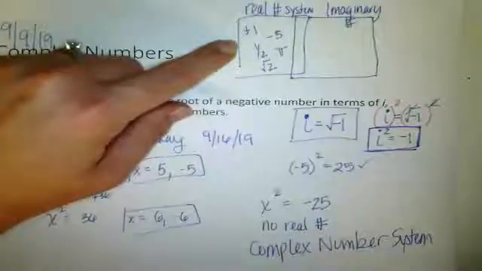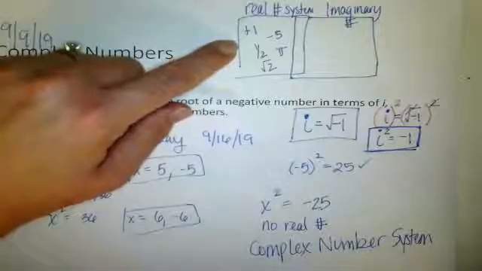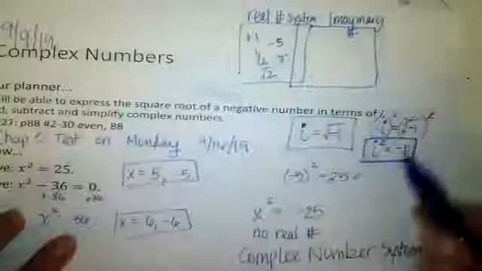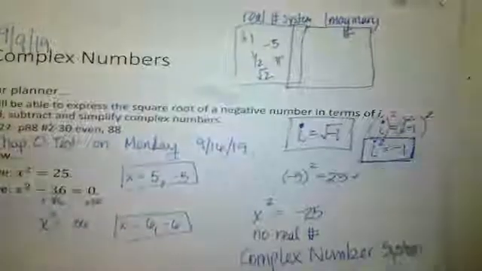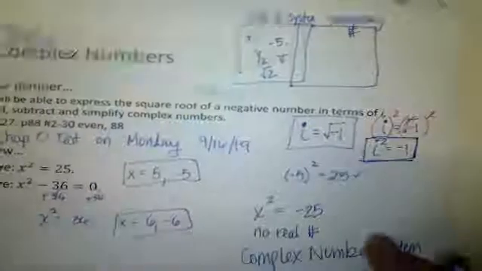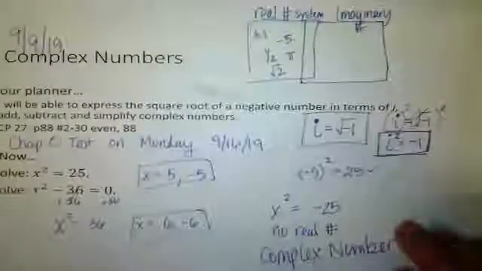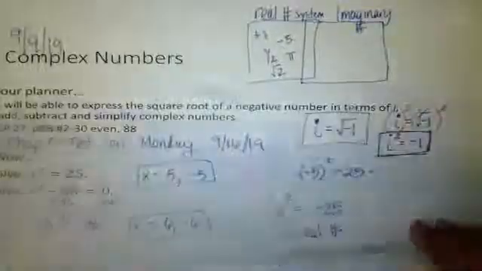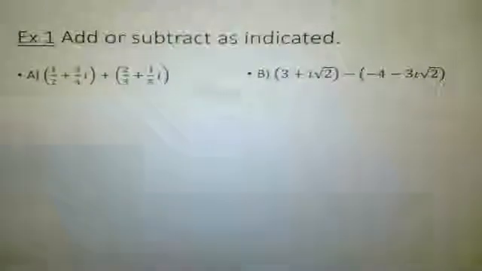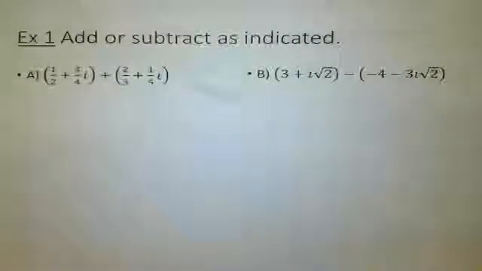All right. There's more about this sort of pattern going on in your homework. So you'll do some more with that. Today, it's kind of a nice day, we're simplifying complex numbers. It turns out to be really easy. So here we go. Example 1, add or subtract as indicated.